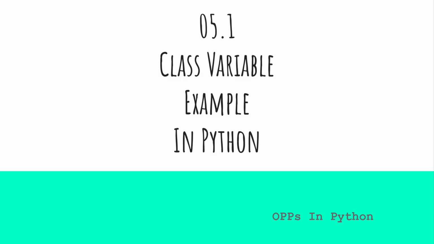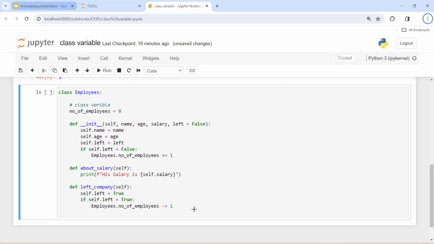So in this video, we will see a class variable example to understand the class variable in detail. So let's understand a class variable by this example. Here, what we want is: whenever we create an object from the Employee class, like if I hire an employee to the company, then I will create a class object from this Employee class.